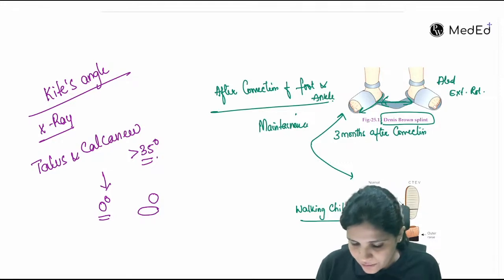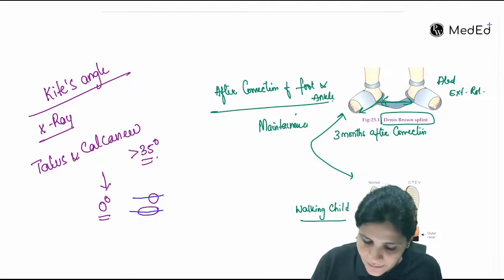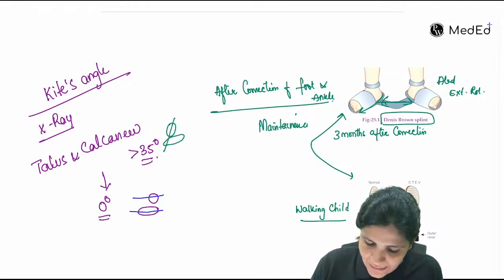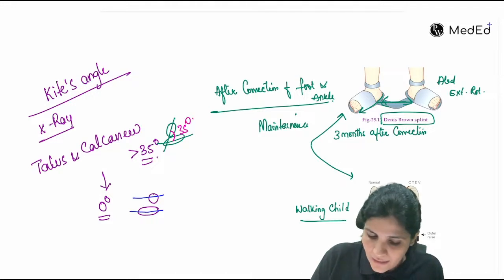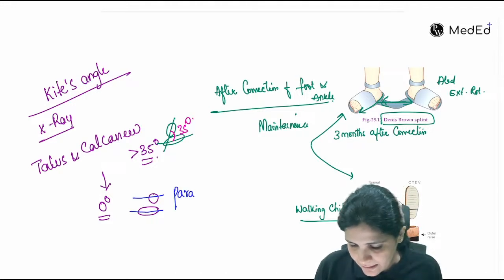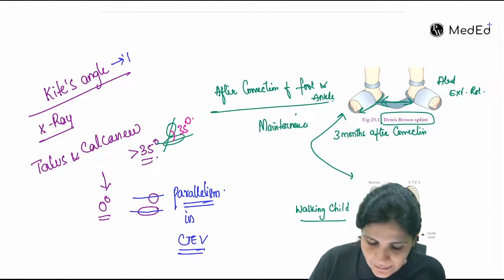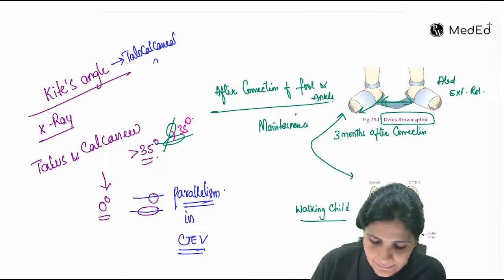So you draw a longitudinal line on the talus and the calcaneum, it has become like this. But normally the talus is like this and calcaneum is like this. So this angle is somewhat 35 degrees. So this is called parallelism in CTEV. It is nothing but Kite's angle, the talocalcaneal angle.